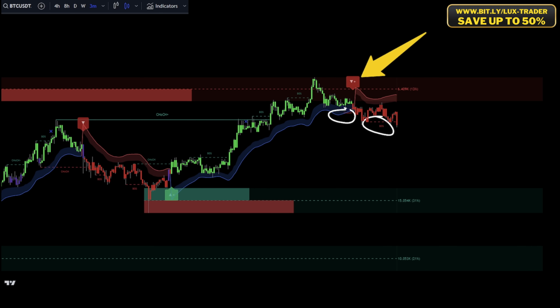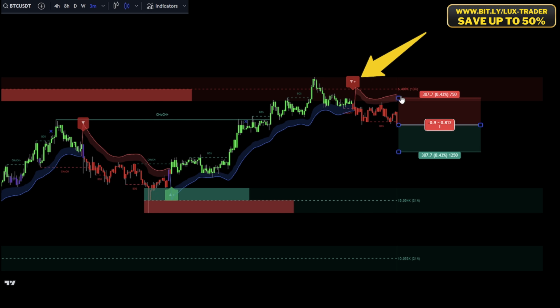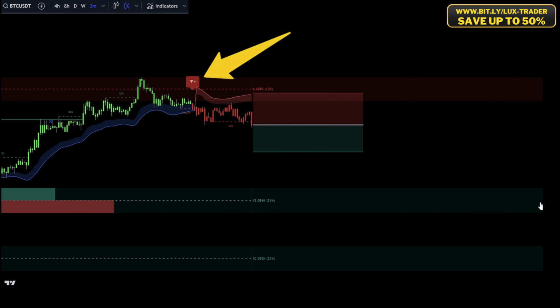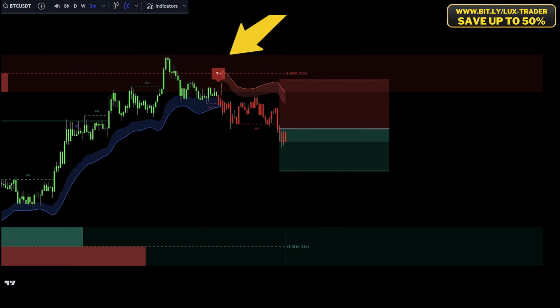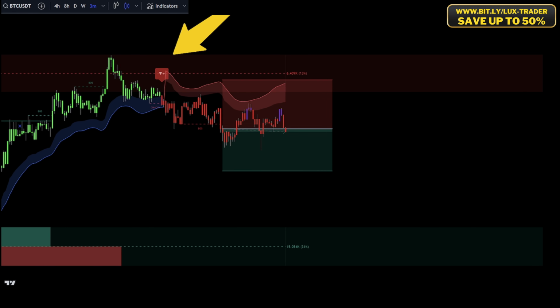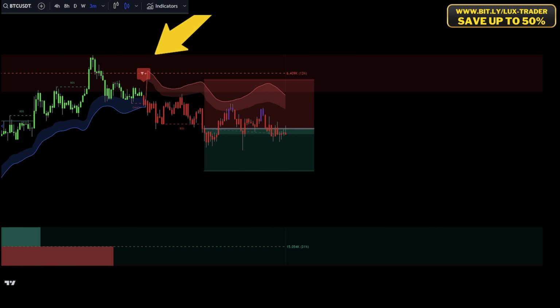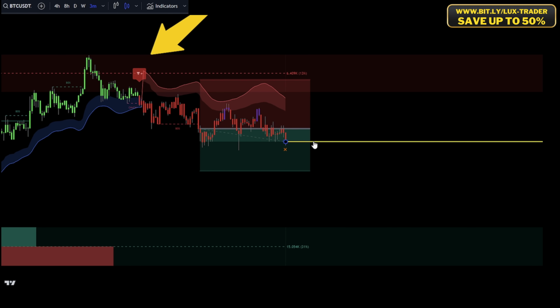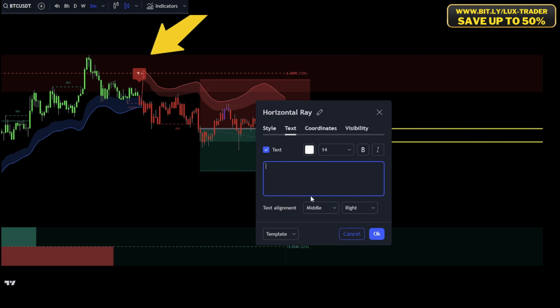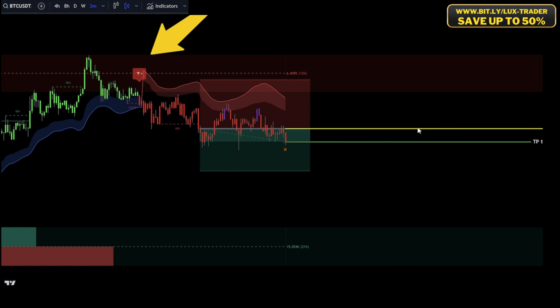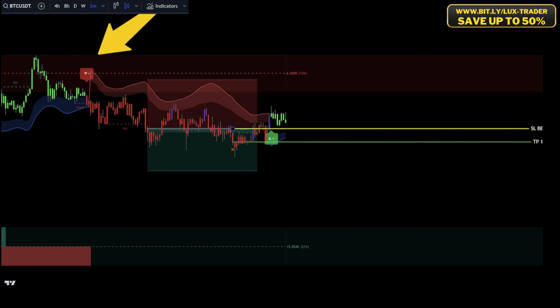Now a second market structure label appeared, so we want to enter a sell trade and use again the smart trail for setting the stop loss. Now we want to wait for the first exit signal to appear, and there we go. We're going to close half of our position at this candlestick, and we want to set our stop loss to break even. And now we want to let the rest of our position run until a second exit signal appears. And unfortunately, we got stopped out at break even.